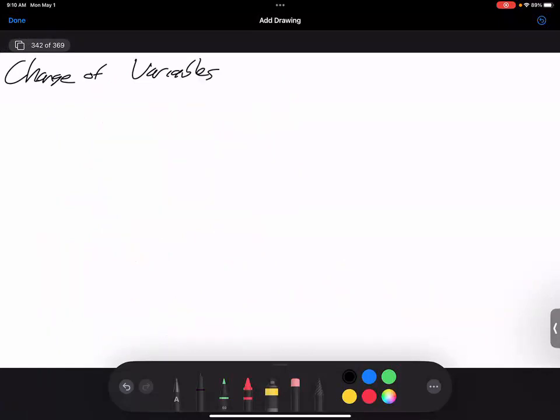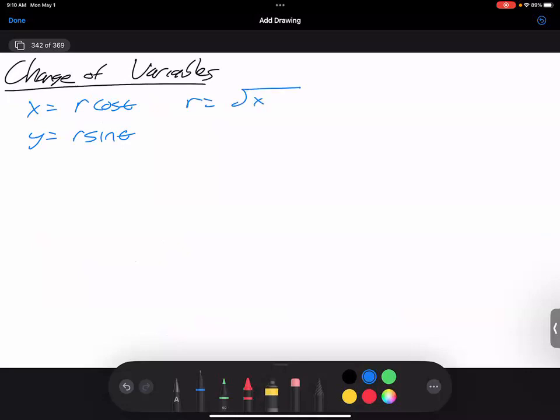So who remembers polar coordinates? What do x and y equal in terms of r and theta? r cosine theta, good. So x is r cosine theta, y is r sine theta. If we go in the other direction, r is the square root of x squared plus y squared, and theta is arctangent of y over x.